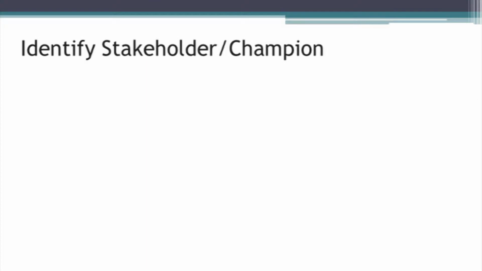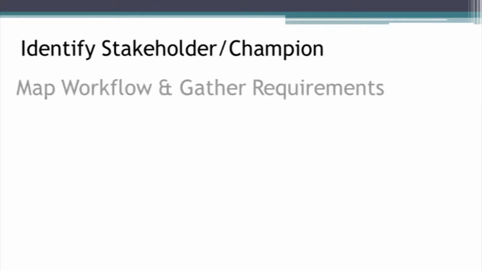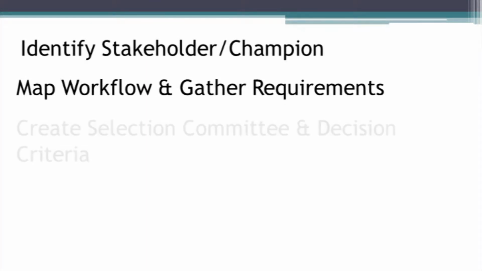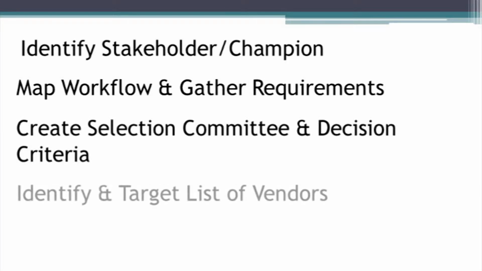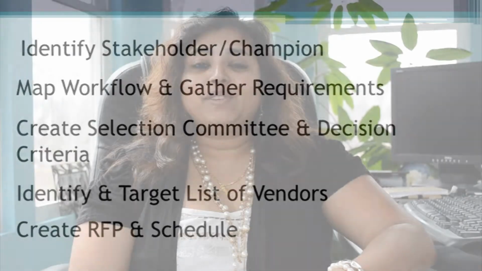In our last video, we talked about how to find the champions for your project, mapping the workflow, gathering the requirements, creating a selection committee, identifying a target list of vendors, creating an RFP and schedule. In this video, we're going to talk about actually creating a vendor matrix.